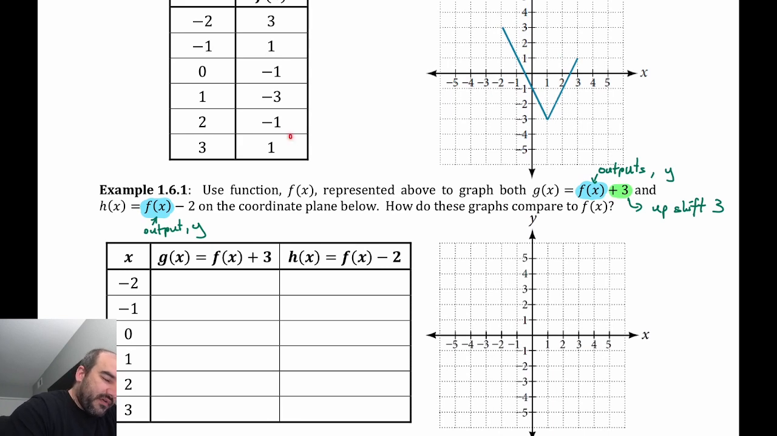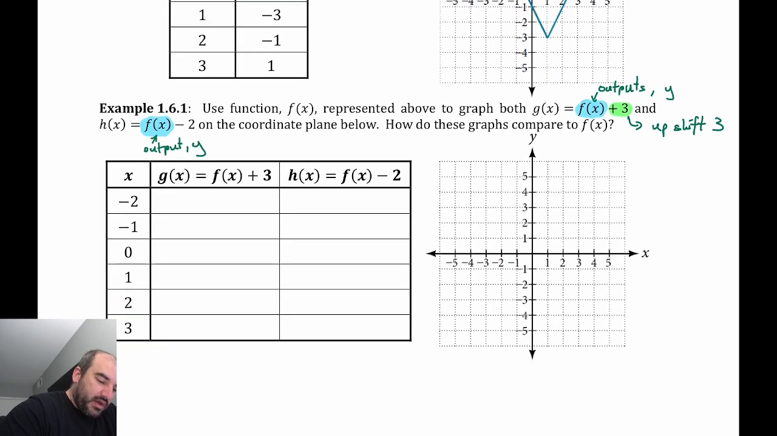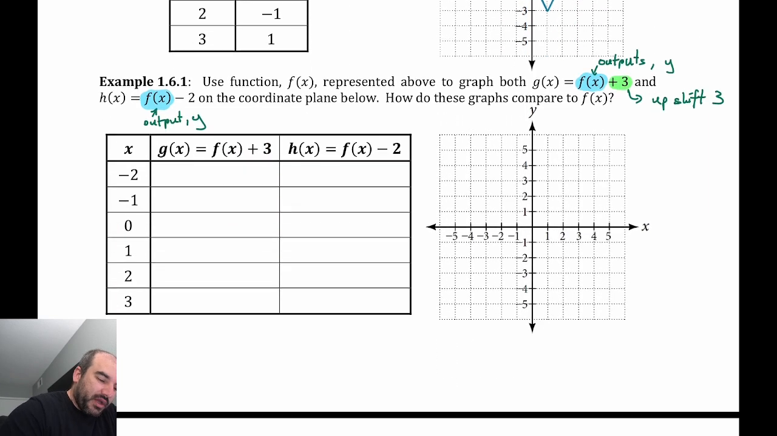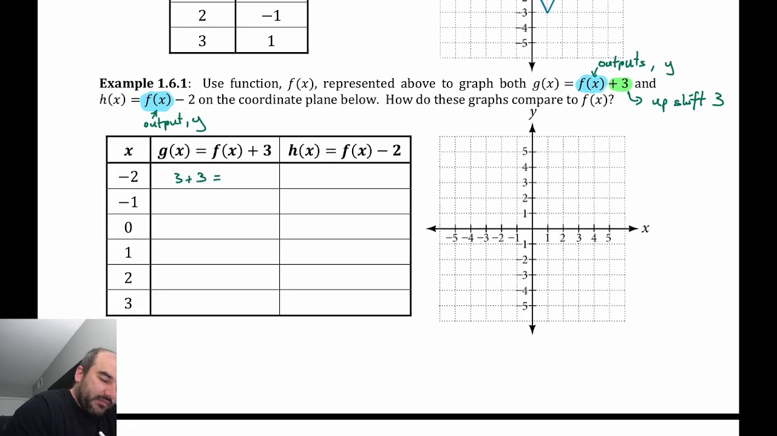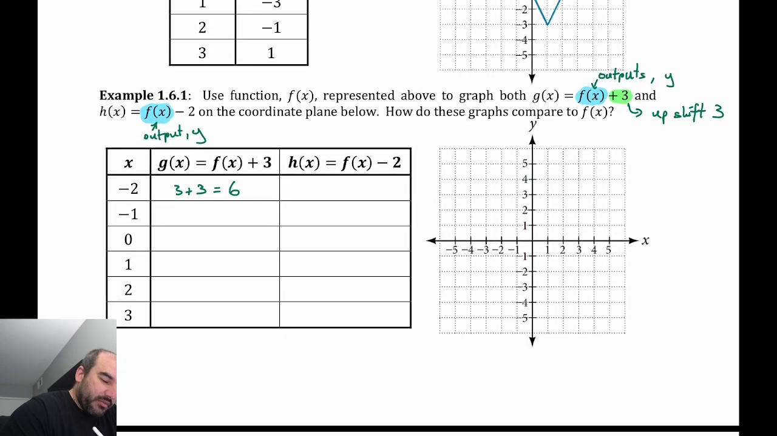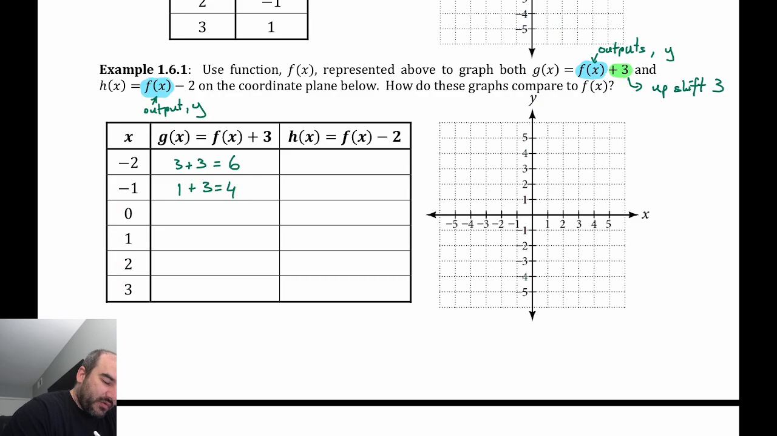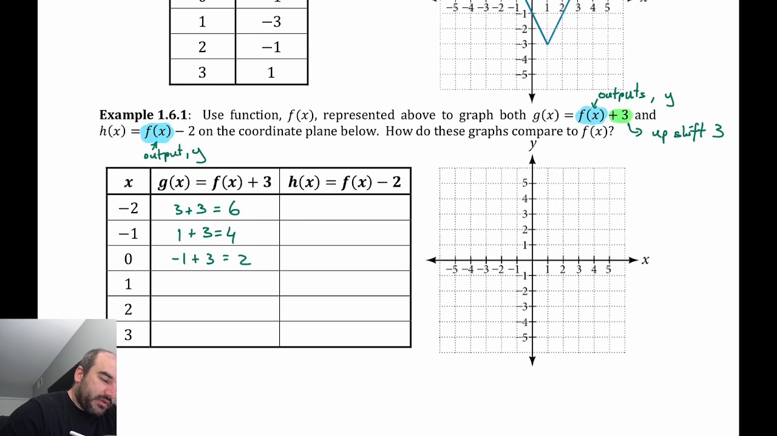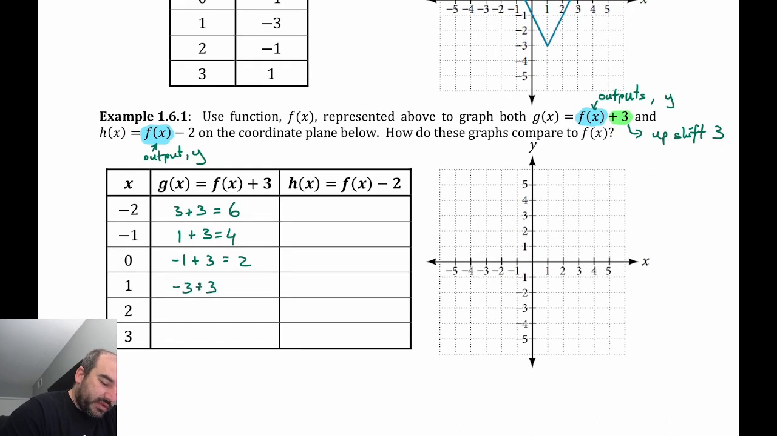We're going to take the f of x values from the table above, and we're going to add 3 to them. So the first one would be 3 plus 3 equals 6. The next one is going to be 1 plus 3 equals 4. For 0, f of x was negative 1, so negative 1 plus 3 equals 2. When x was 1, y was negative 3, plus 3 equals 0. And negative 1 plus 3 equals 2 again. And not 3, sorry, 1 plus 3 equals 4.